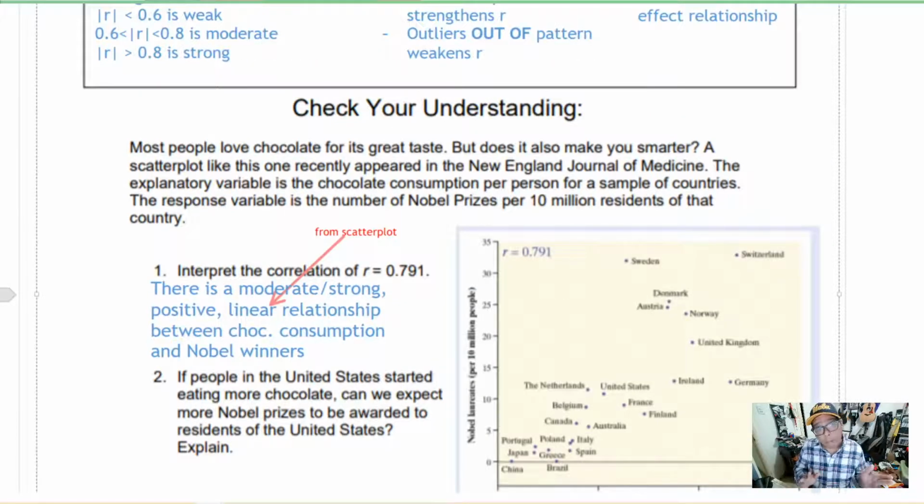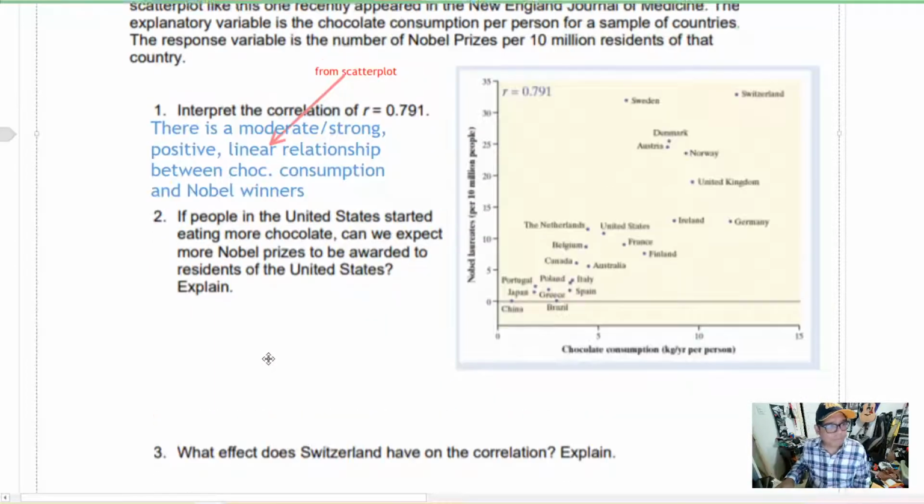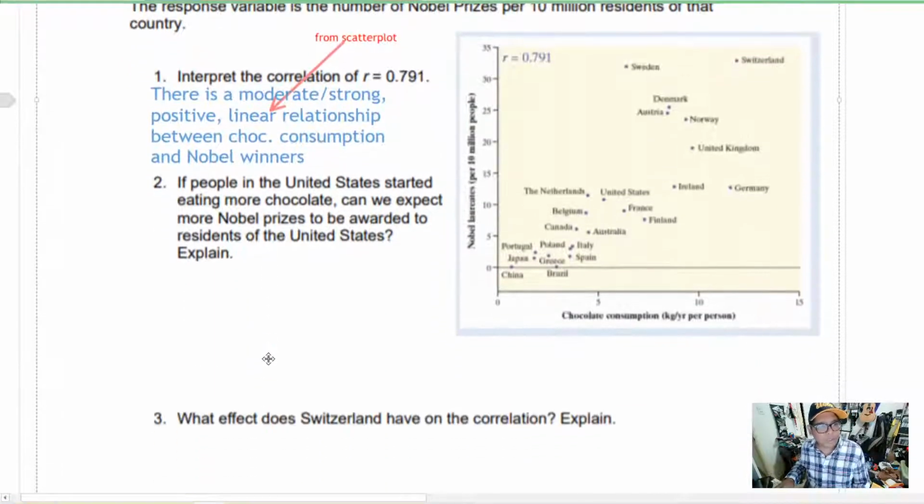Remember that the number 0.791 can't really tell us a linear relationship, but we can tell the linear relationship based on the scatter plot over here. So if people in the US started to eat more chocolate, can we expect more Nobel Prize winners to be awarded in the US? Explain. Hopefully you already know that that's a no.